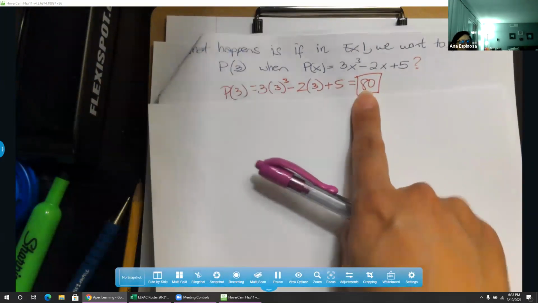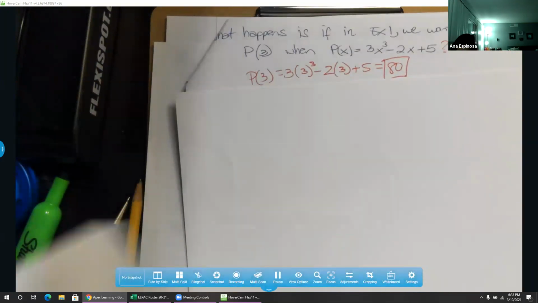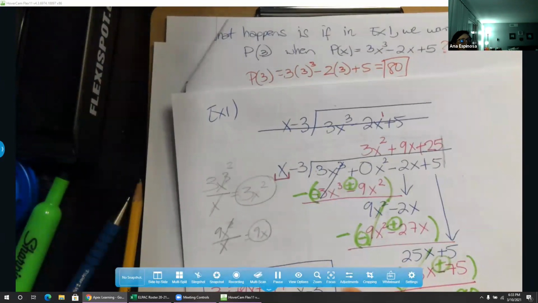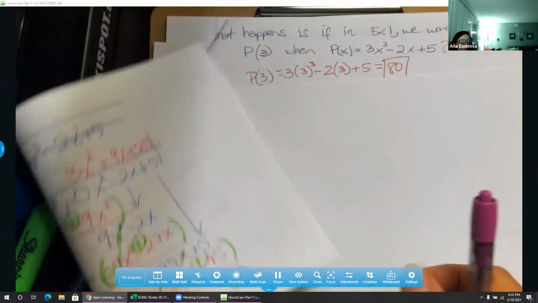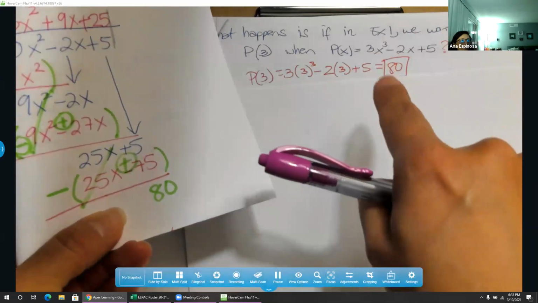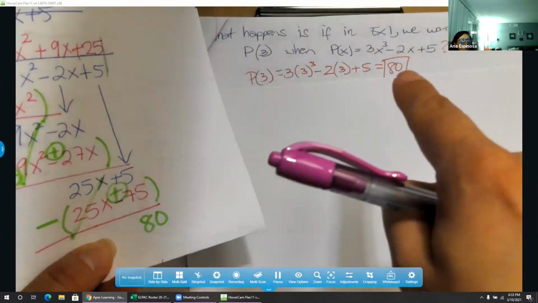Notice that that number is exactly the same as the remainder. Can you tell? It's exactly the same. Do you think they have some kind of correlation? Do you think that's a coincidence? I don't know.